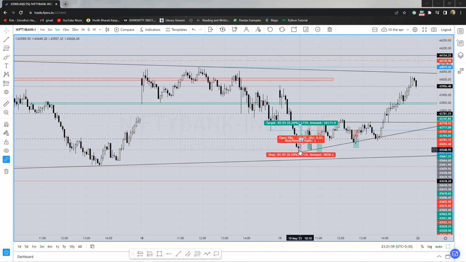Because it will move to the other side, and the supports won't be respected that much, because it will move from one side to the other, the supply side to the support side. And if they're respected, then one should have gladly taken the SL, because then the market is moving to break the boundary. So this was one trade.